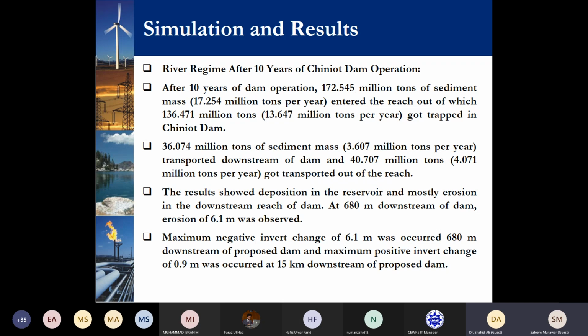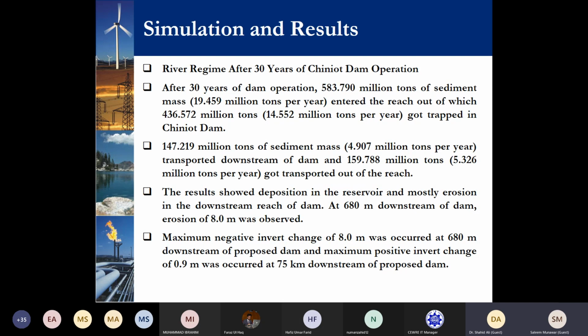dam. At 680 meters downstream of the dam, erosion of 6.1 meters was observed. Maximum negative invert change was 6.1 meters at the downstream of the dam, and positive invert change of 0.9 meter occurred at 15 kilometers downstream of the proposed dam.